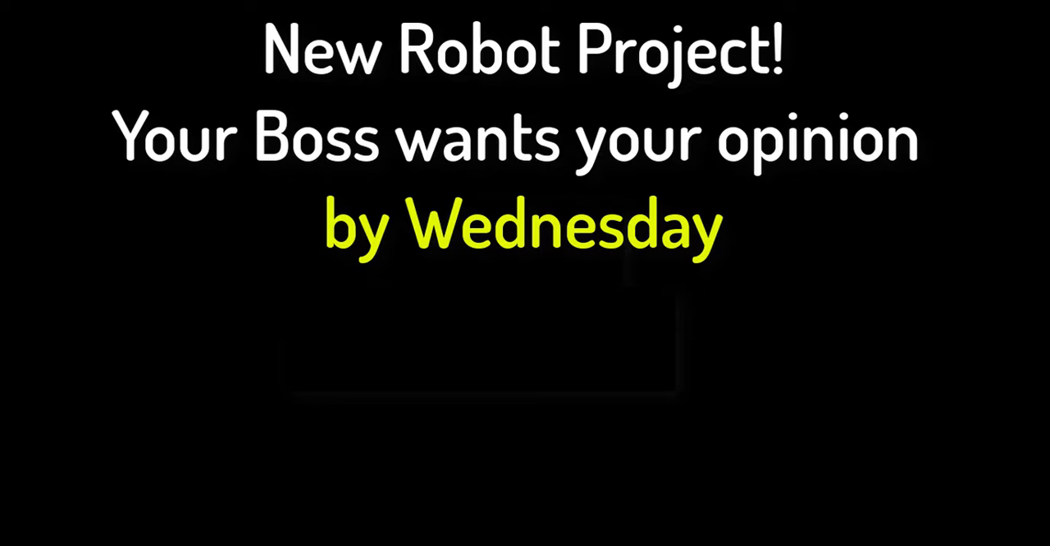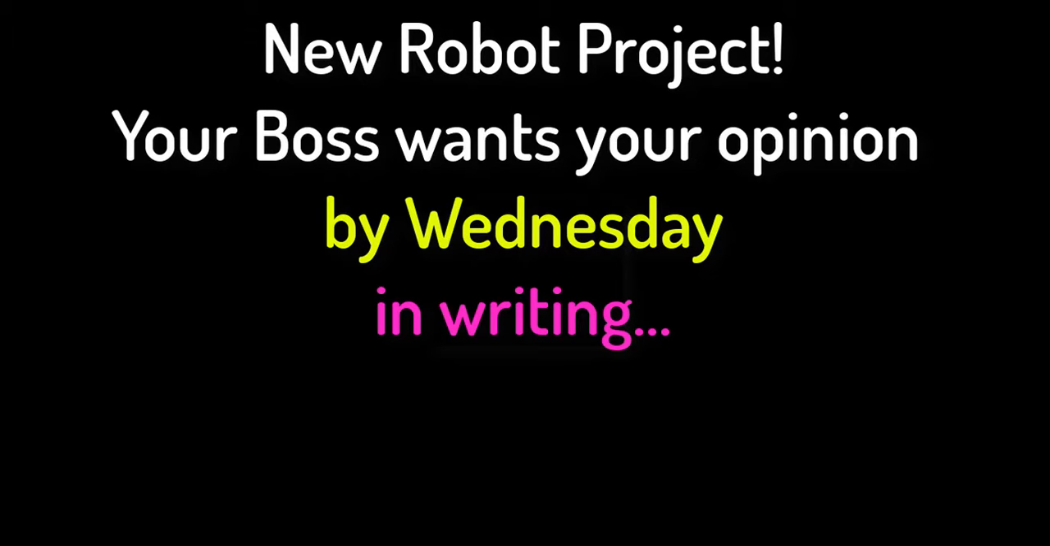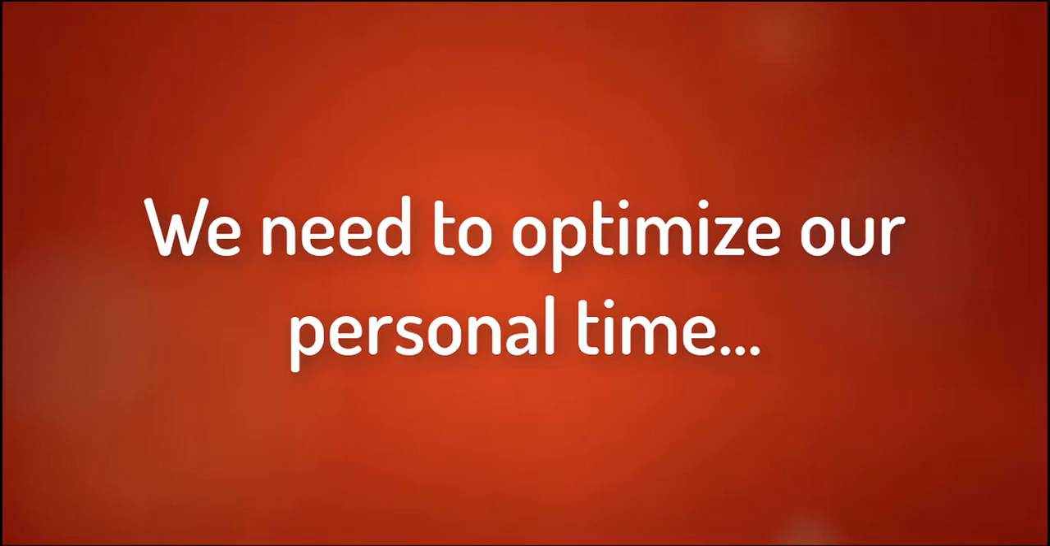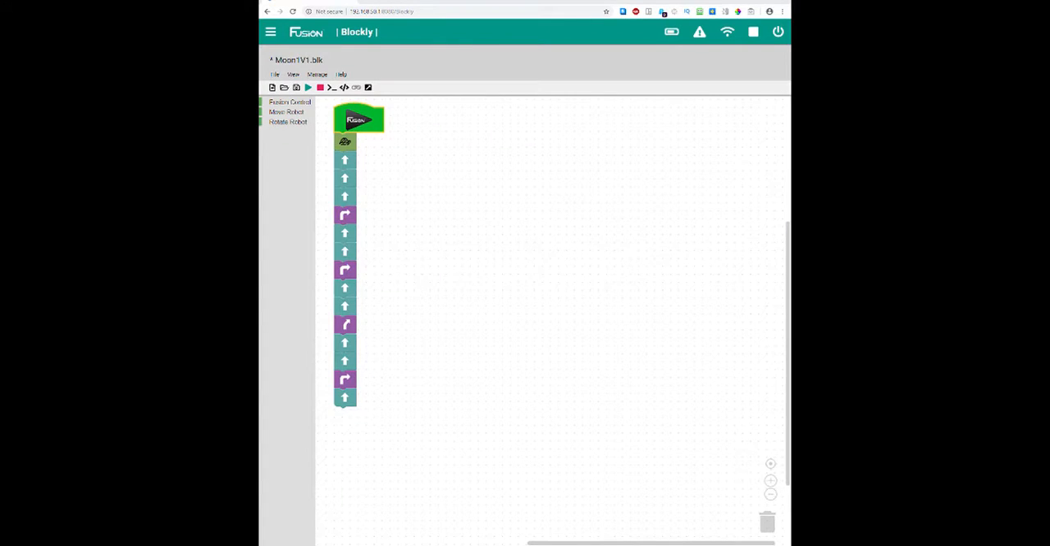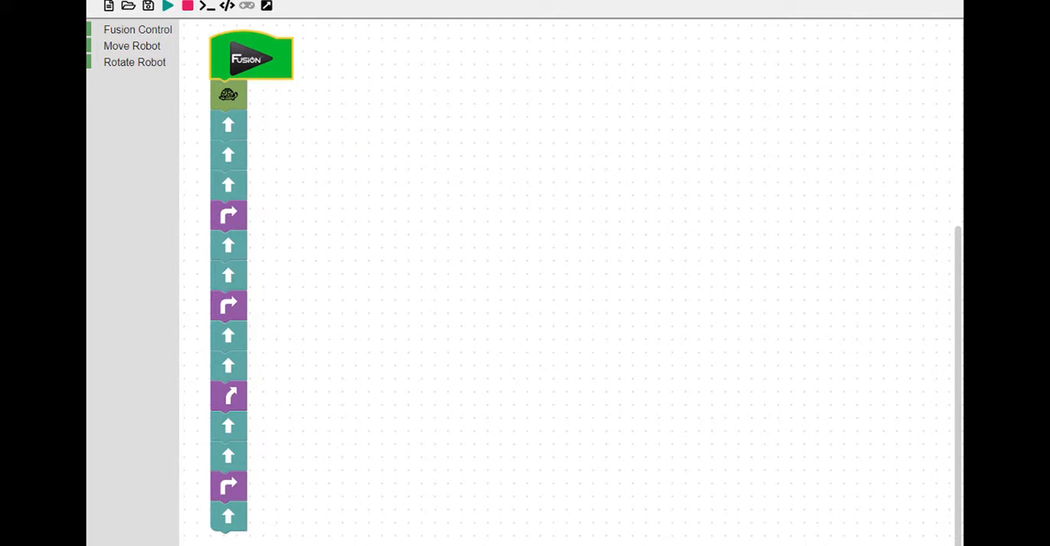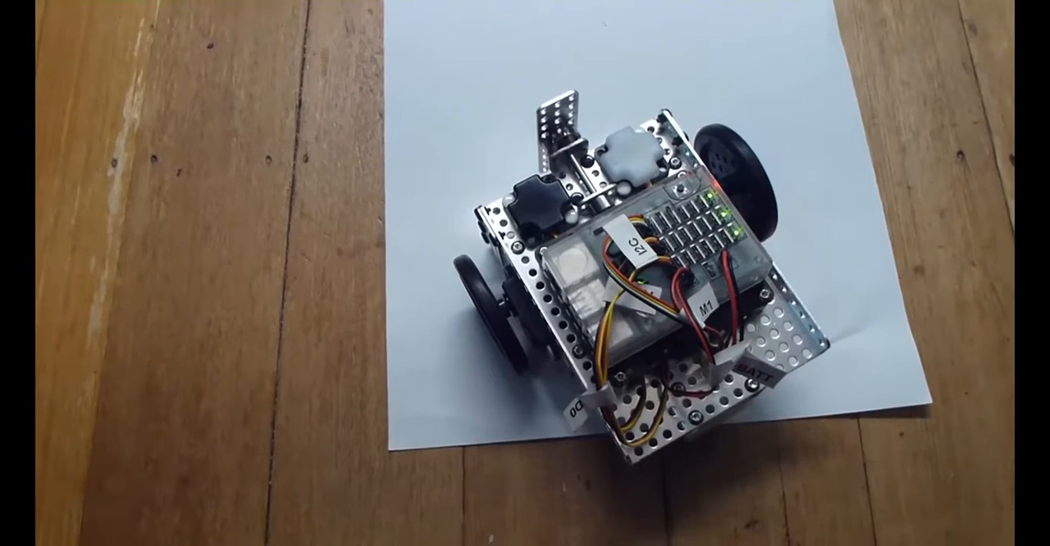There is a new robot project. Your boss wants your opinion by Wednesday in writing. In a case like this, you want to get a quick result in a way that optimises your personal time. Blocky is ideal. So we obtained a Blocky solution like this. This is a Blocky program which gave quite a nice solution to the Around the Moon challenge.